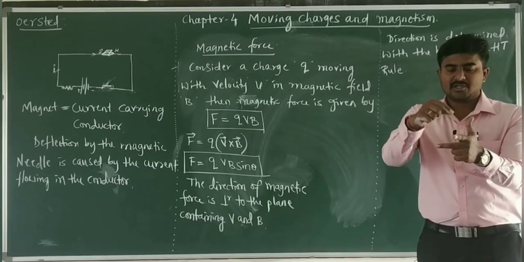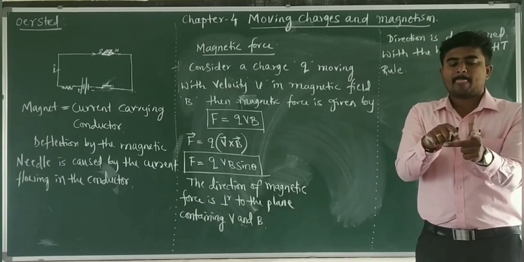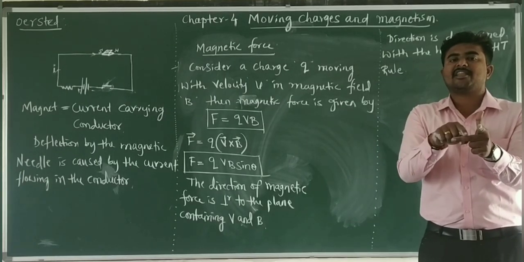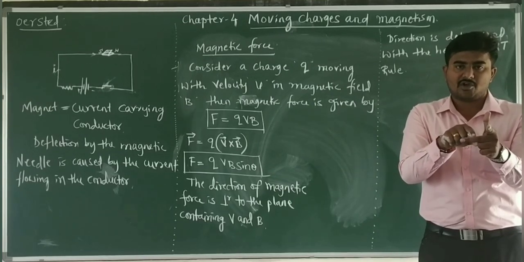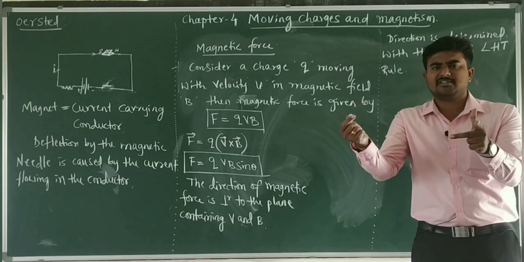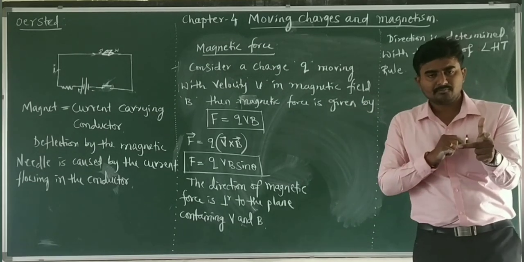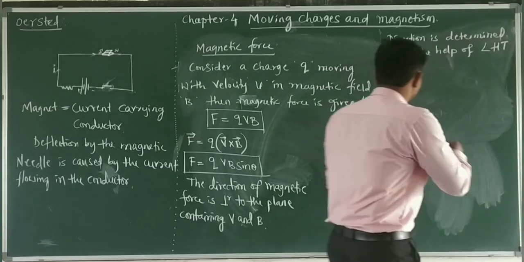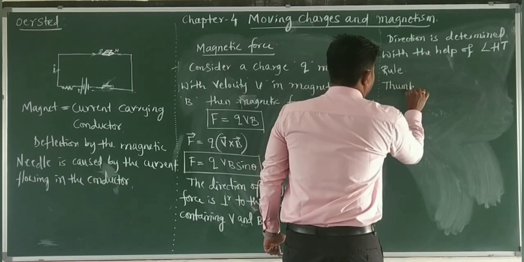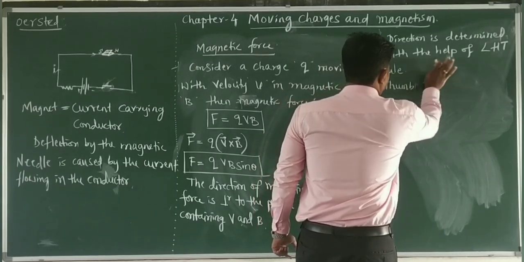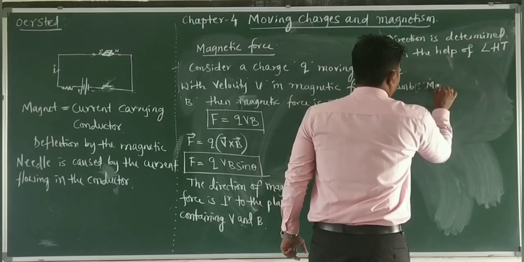force, magnetic force, and this forefinger indicates the direction of magnetic field, and this middle finger indicates the direction of charge, motion of charge, or velocity of charge. And velocity of charge is nothing but what? It is current. Okay, I can say current also, no problem. So remember, thumb indicates what? Magnetic force.